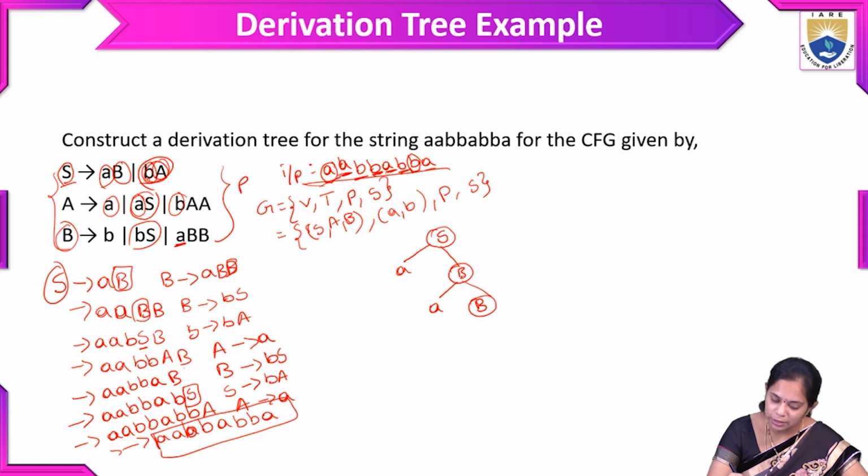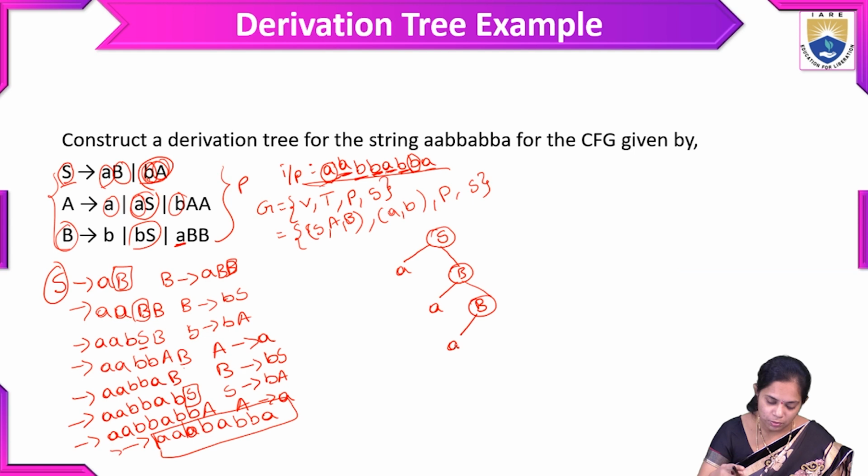So here, instead of B, we have written like this. Again, instead of B, we have to replace it with the A. Already A is there, so BS, we have to write the BS.